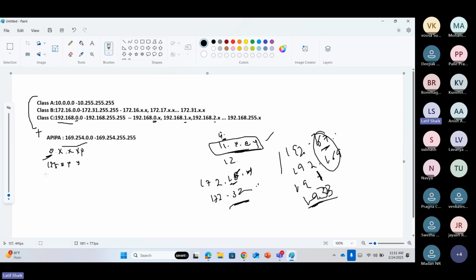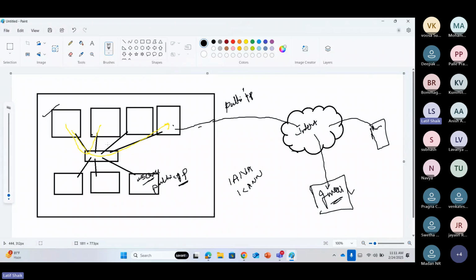The other one, 172, we can't use it. 128, okay. 190, 126 also okay. 127, we don't use it. So other than all of these, it is public. These private IP addresses are non-routable in the public network.